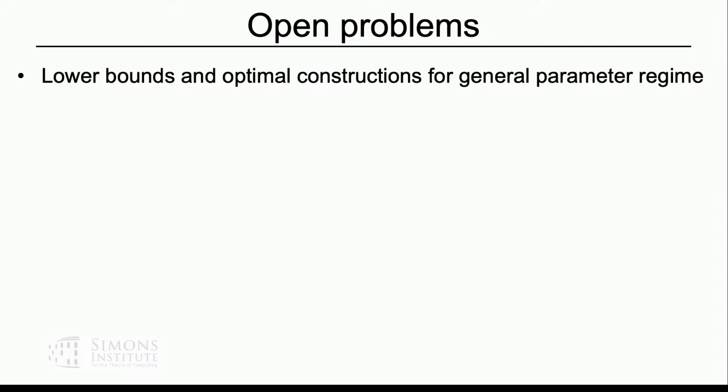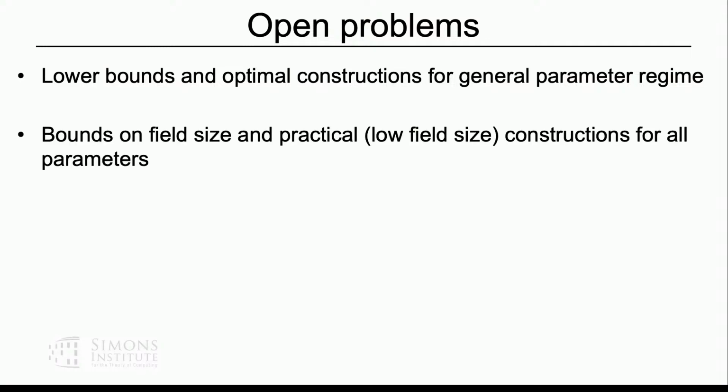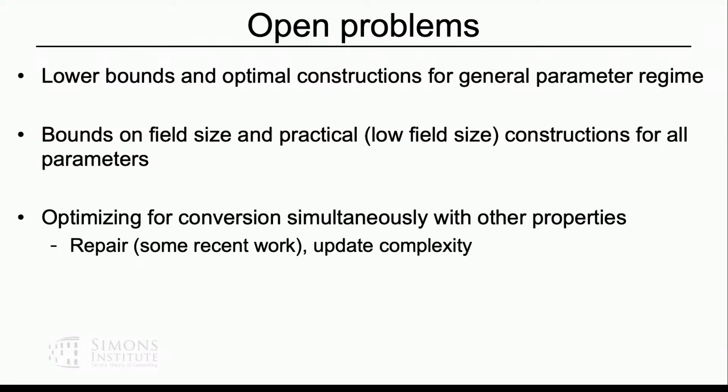Lower bounds and optimal constructions for the general parameter regimes for both access cost and bandwidth cost, bounds on field sizes, and lower field size and practical constructions. Also, in a storage cluster, you are not only interested in the conversion cost, but as some of the questions came up, there are other dimensions that are also of interest, like keeping repair efficient, keeping update complexity efficient, and so on. So it is of interest to look at all these properties at the same time and construct codes that are efficient along all these dimensions.